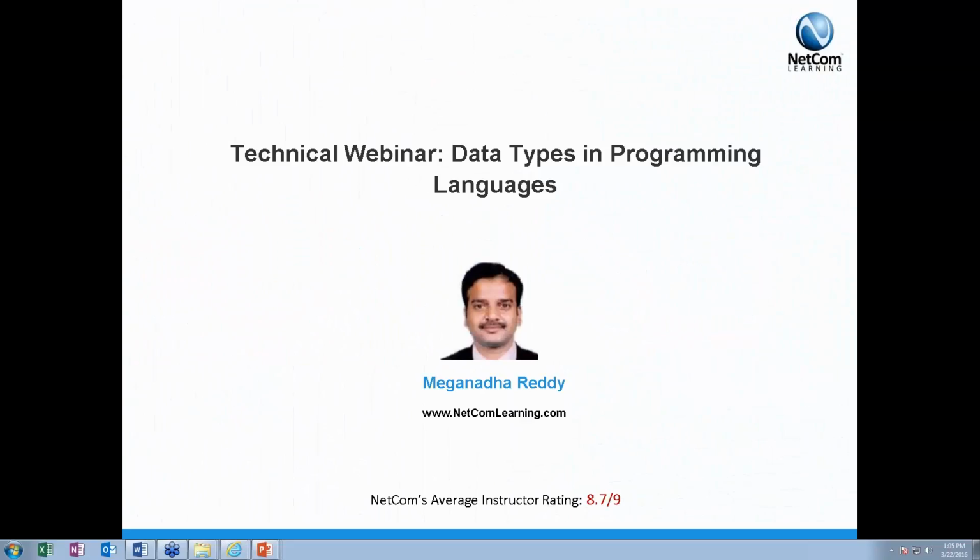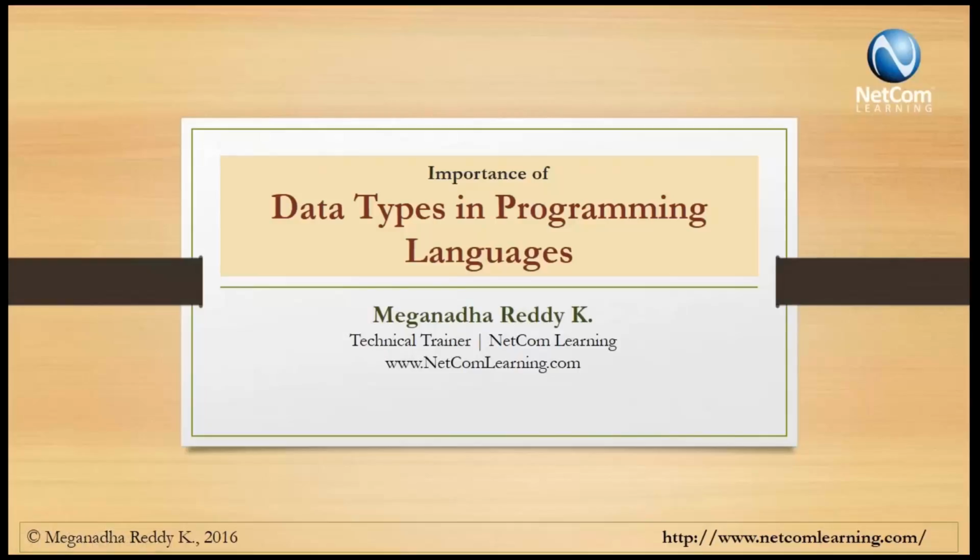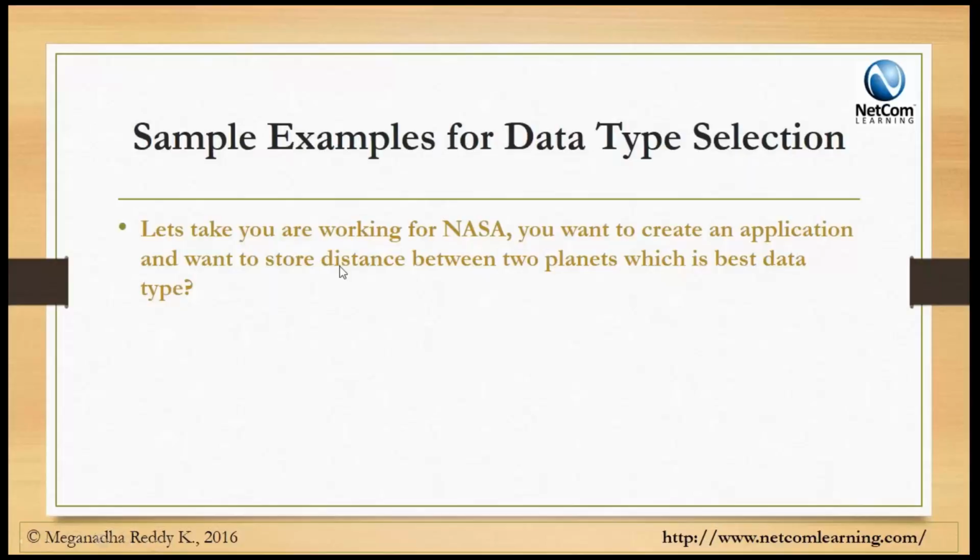I saw it recently in a written test. See here now, it was a C# exam, and there was a question like this. Let's say you're working for NASA and you want to create an application to store the distance between two planets, and which is the best data type that you select?